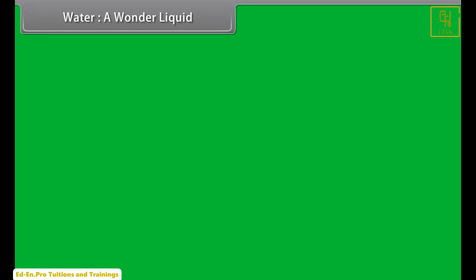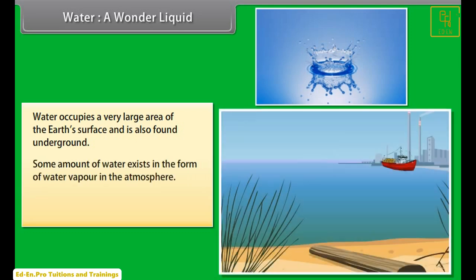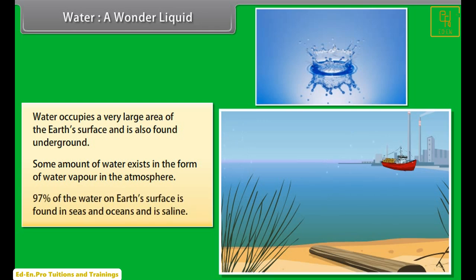Water, a wonder liquid. Water occupies a very large area of the Earth's surface and is also found underground. Some amount of water exists in the form of water vapor in the atmosphere. 97% of the water on Earth's surface is found in seas and oceans and is saline.